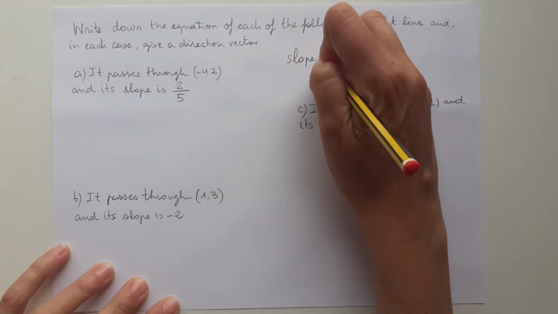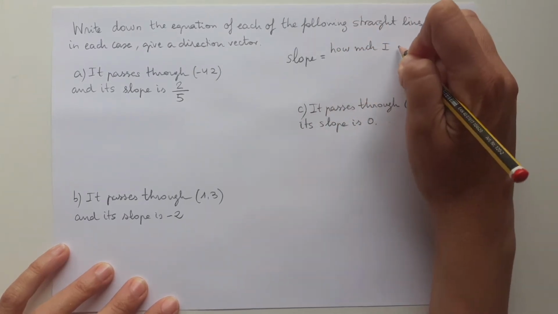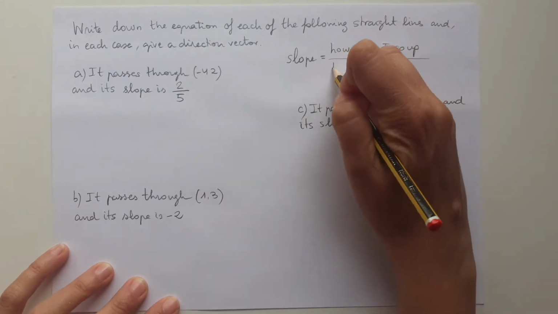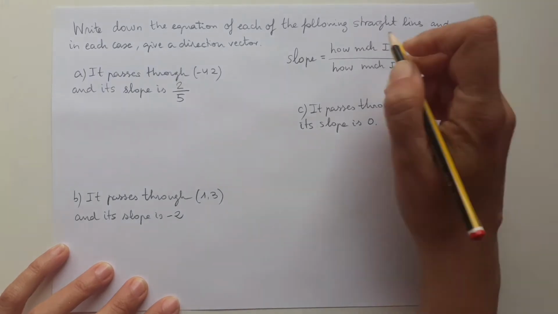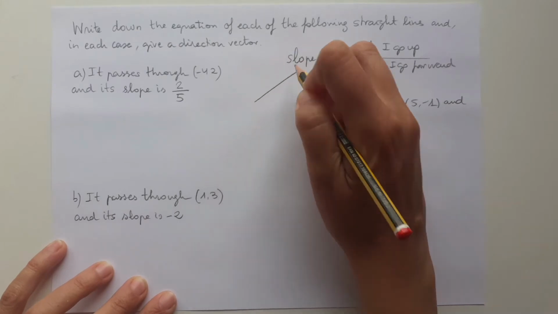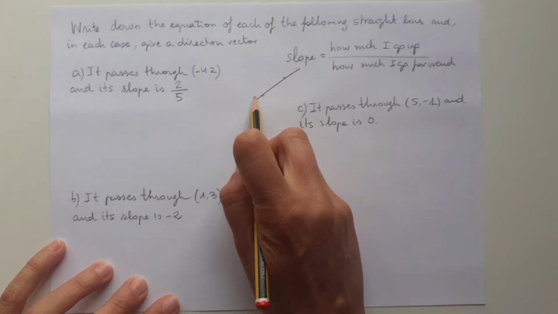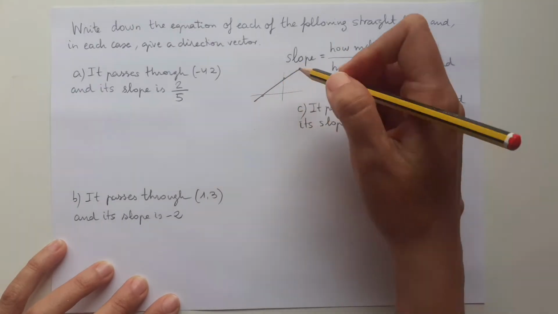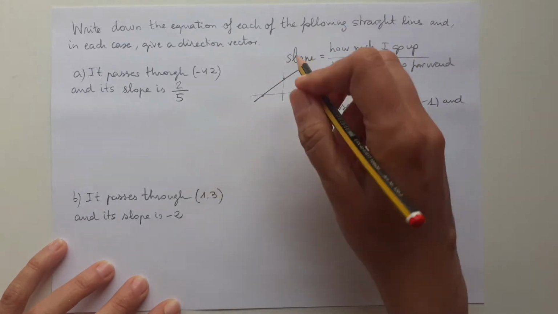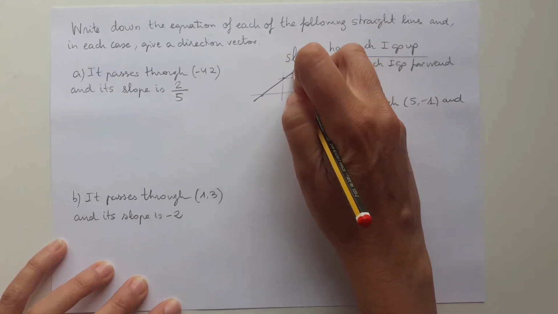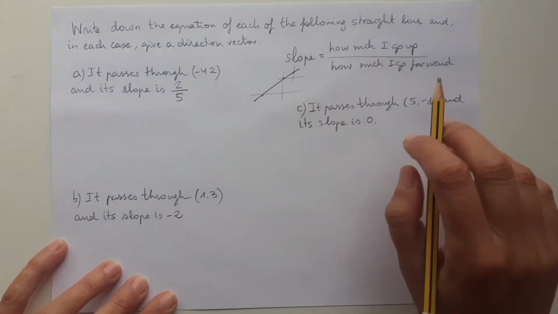Remember that the slope of a line is how much I go up over how much I go forward. So it will always be positive when we go upwards like this. I can take this point and this point, for example, and the slope of this line would be how much I go up, that is this distance, over how much I go forward. If I take another point here, the slope would be the same because these triangles are proportional.